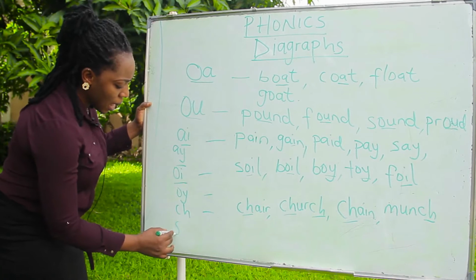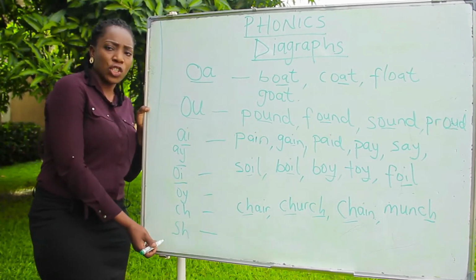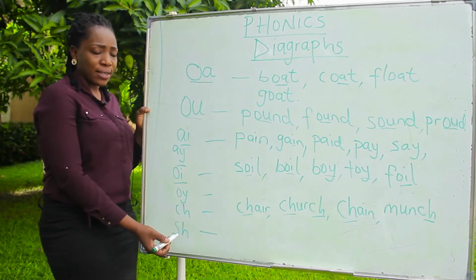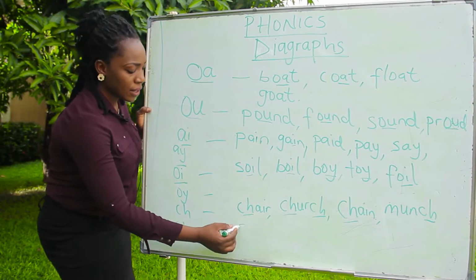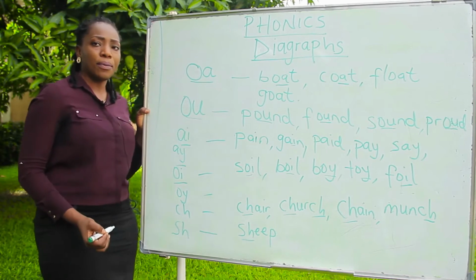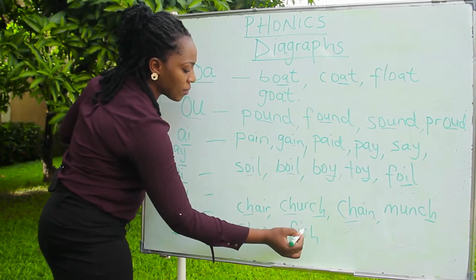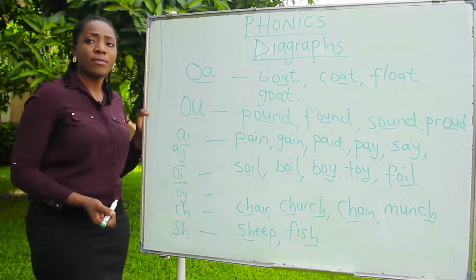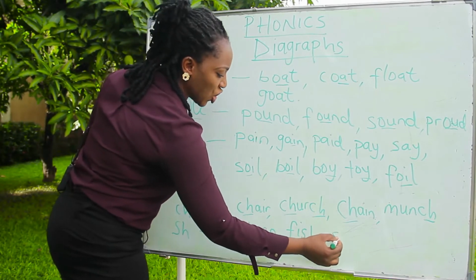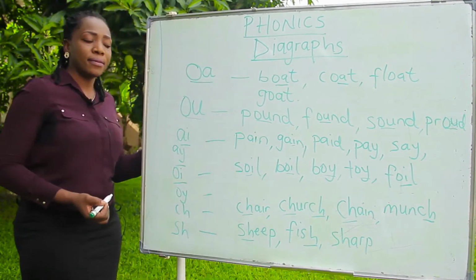Now, the last diagram we're taking for today is sh. What did I call this? This is sh. Sh as in sheep. Fish. Sharp. Sh as in sharp.